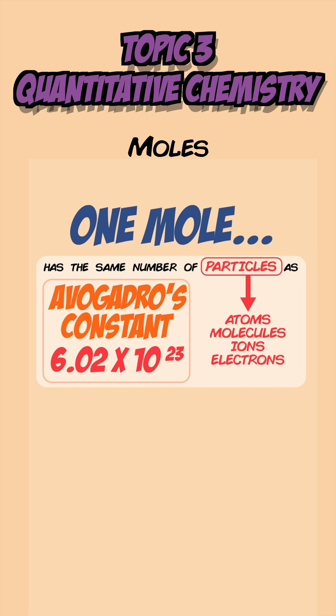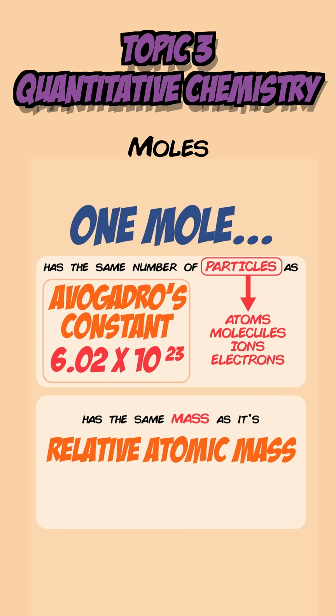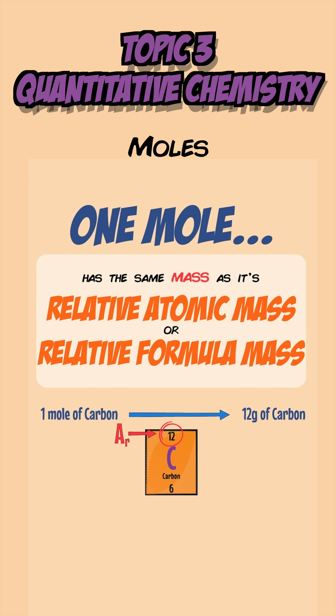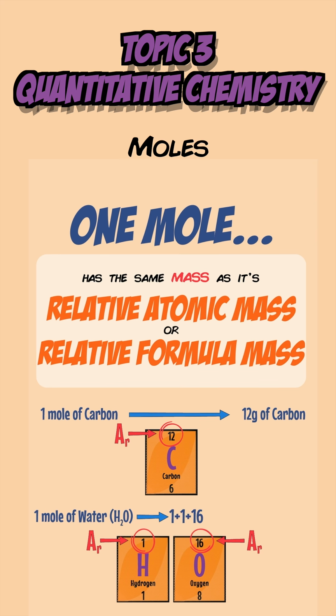1 mole of any substance also has the same mass in grams as its own relative atomic mass or relative formula mass. So what that means is if you had 1 mole of carbon, for example, it would have a mass of 12 grams, because that's the relative atomic mass of carbon in the periodic table. If we looked at water as another example, it's H2O, and its MR is 1 plus 1 plus 16. So that gives 18, which means that 1 mole of water would always have a mass of 18 grams.